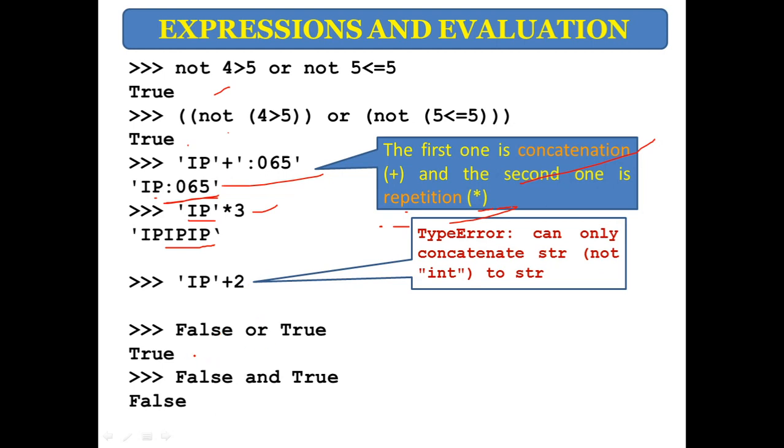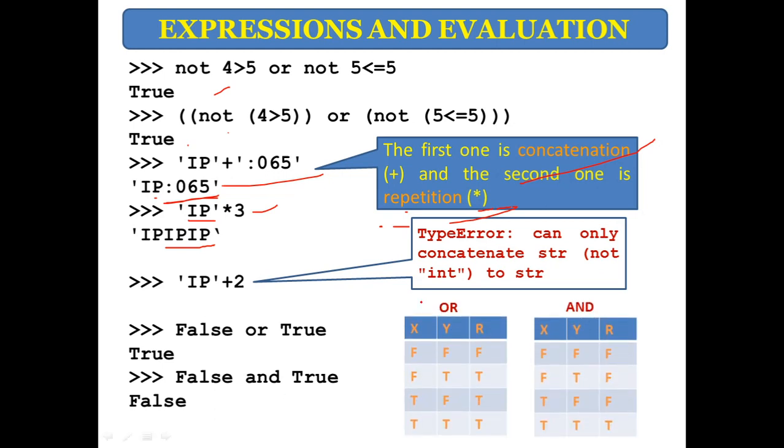False or true, true; false and true, false. Now this is the table. This table will be followed while solving relational, logical or Boolean expressions. In this Boolean expression, false and true is false; false or true is true; false and true is false. You should remember this table all the time while solving relational, logical or Boolean operators.